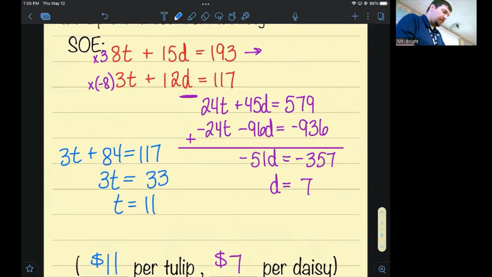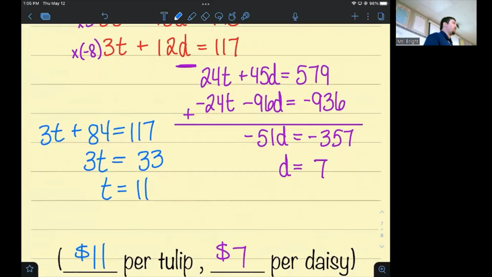Okay, so there's our elimination notes. And so now what I can do is maybe look at some 5.3 homework questions if you have any.